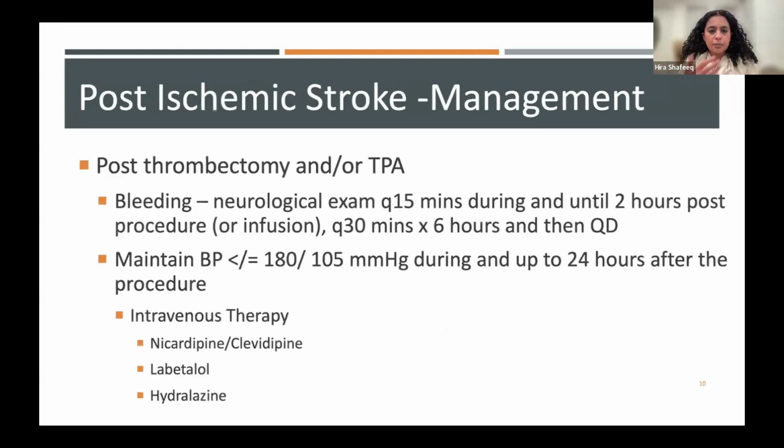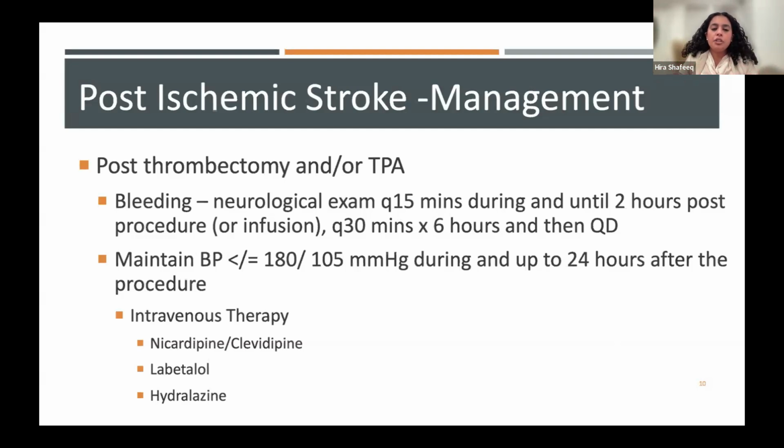So what do we need to do for these patients? A lot of times for post-ischemic stroke management, whether you get the thrombectomy, which is a machine that goes in specifically to the site and gets rid of the clot, or TPA, it's important to know that we are always monitoring for bleeding complications, and that really manifests as a neurological exam. Now, what a neurological exam is can vary based on the protocol within each hospital, but most of the time it is an NIH stroke scale.